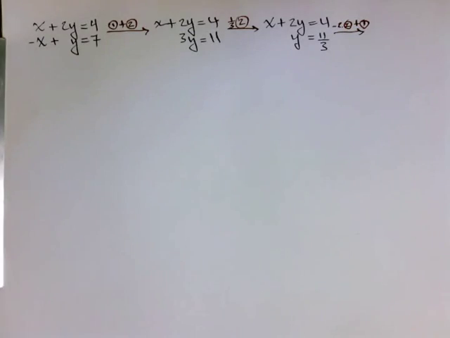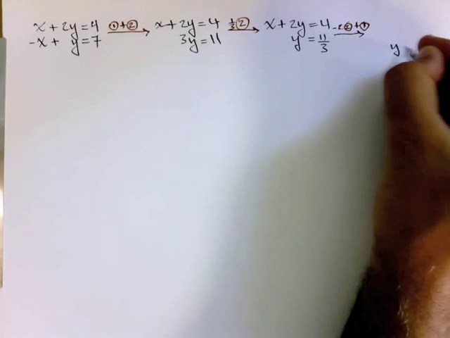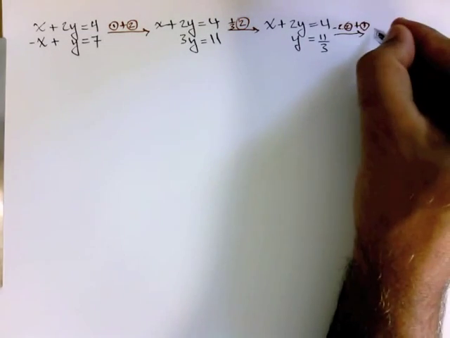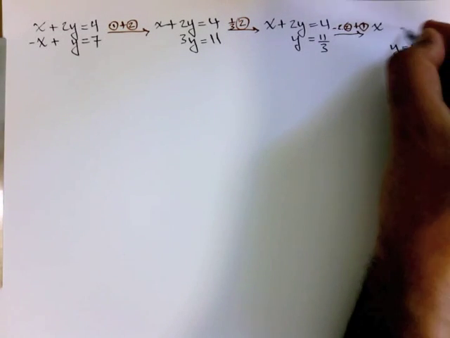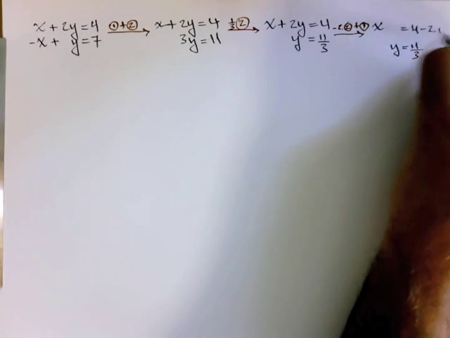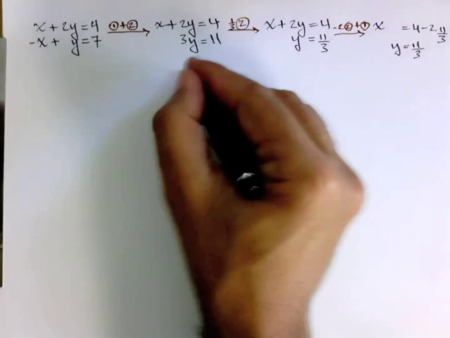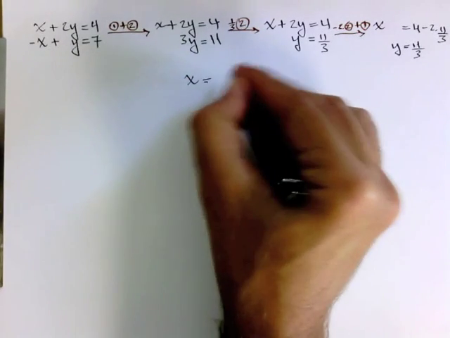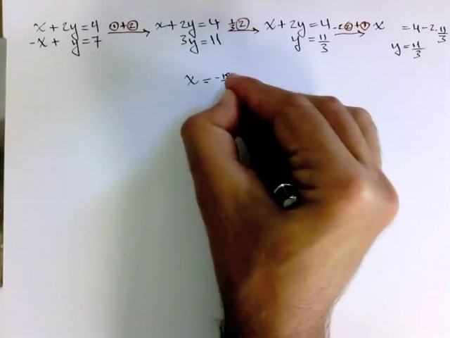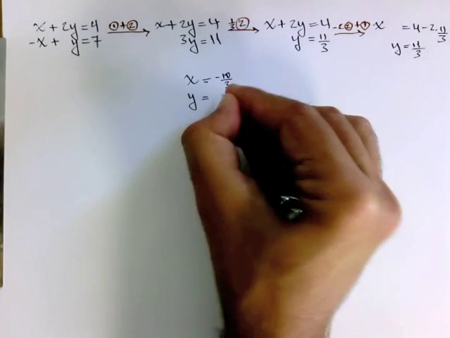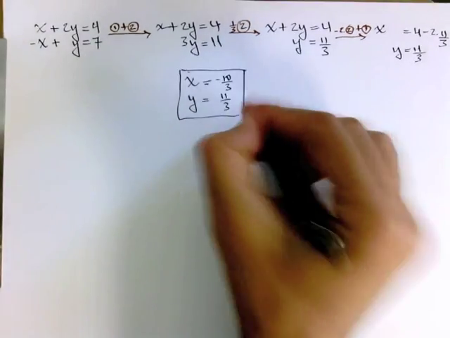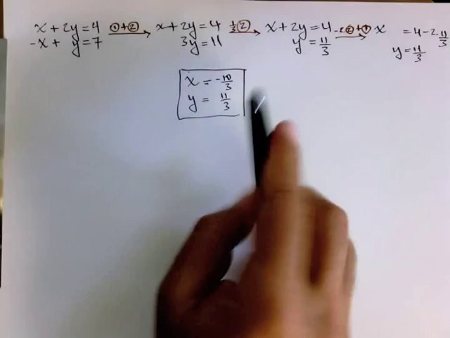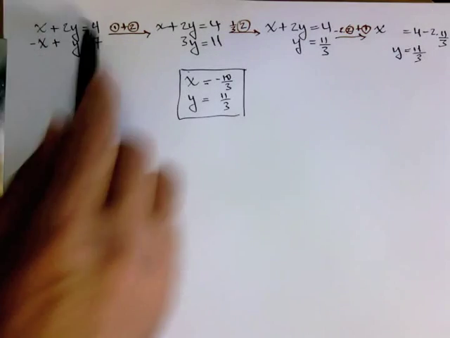Equation 2 stays the same. There's no need to mess with that. In equation 1, the x is unchanged, 2y minus 2y is no y, and the 4 picks up a negative 2 times 11 over 3. We have now solved our system. x equals 4 minus 22 over 3, which is negative 10 over 3, and y equals 11 over 3. And we can check that we have the right answer by plugging x and y back into the original equation.